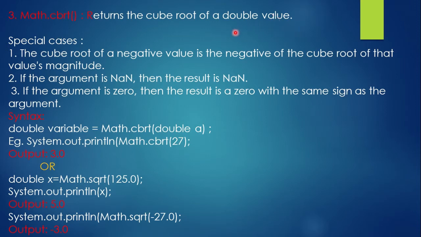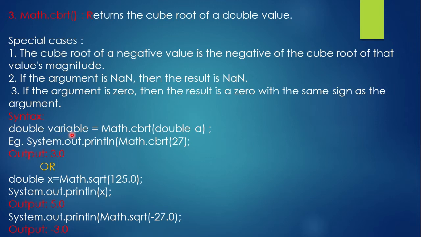See, of a double value I have mentioned, means you can give any type of number, but it will be converted to double. There are certain special cases. The cube root of a negative value is the negative of the cube root. When you give a negative, you will get a negative cube root. If the argument is not a number, then the result will obviously be not a number itself. If the argument is 0, then the result is 0 with the same sign. Remember that. Now see the syntax.